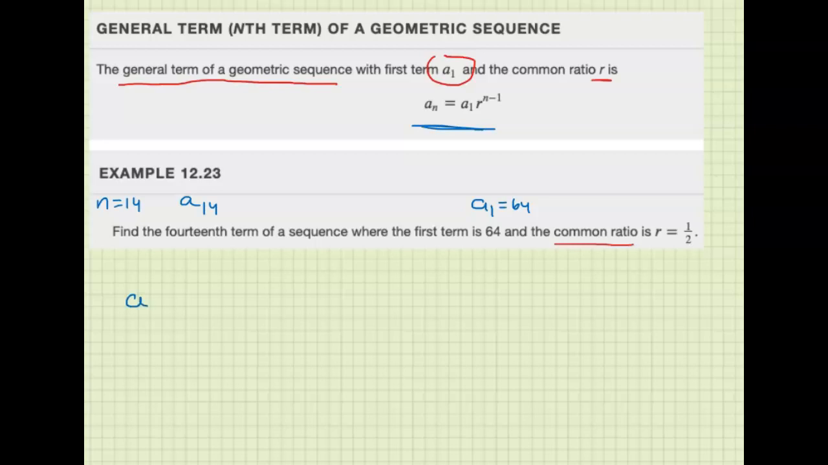So we have a_14 is a_1, which is 64, parentheses 1/2 to the n minus 1, to the 14 minus 1. Okay? So order of operations says you gotta do the exponential part first. So this gets done first before you multiply. Okay, so 64 times (1/2) to the 13 equals.